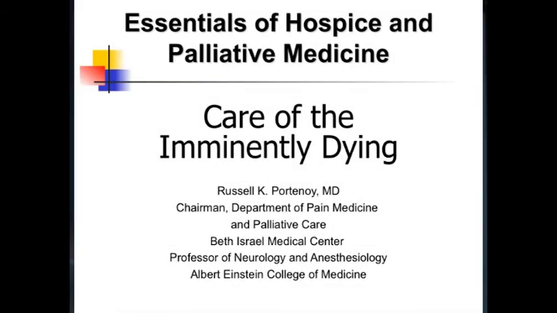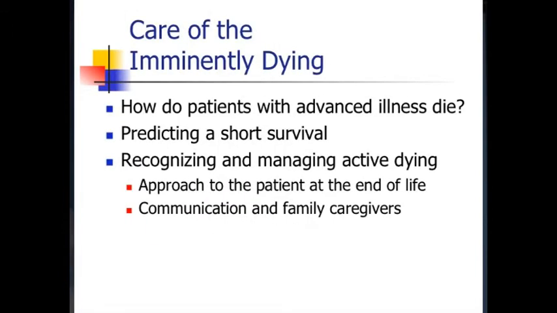About is the care of the imminently dying patient. And these are the things that we're going to cover. How do patients with advanced illness die? How do we prognosticate a short survival? And then how do we recognize and then manage the actively dying patient?